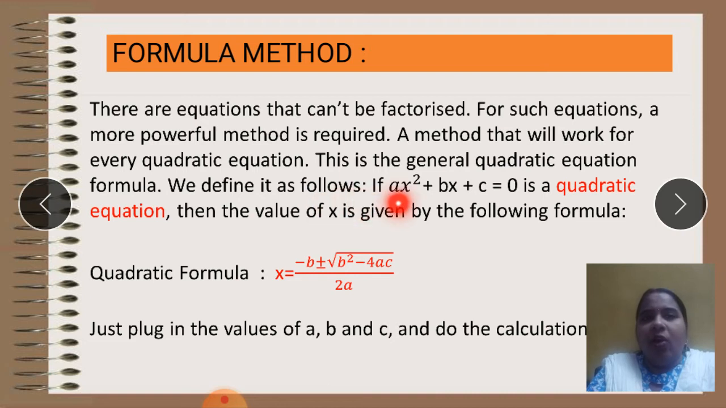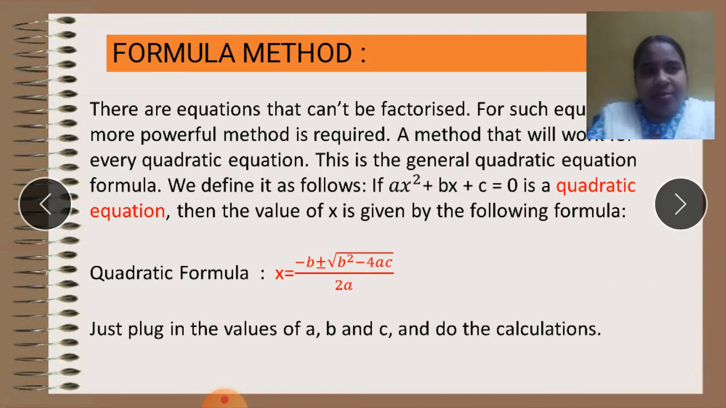Now we know the general quadratic equation, how to write a quadratic equation in general form: ax square plus bx plus c is equal to 0. Then the value of x by formula method, the formula is this that you need to remember: x is equal to minus b plus or minus root of b square minus 4ac upon 2a. It looks a little difficult now, but trust me, it is very easy.